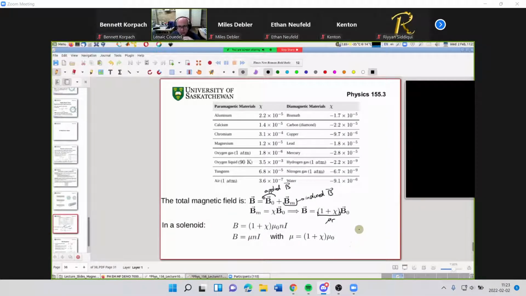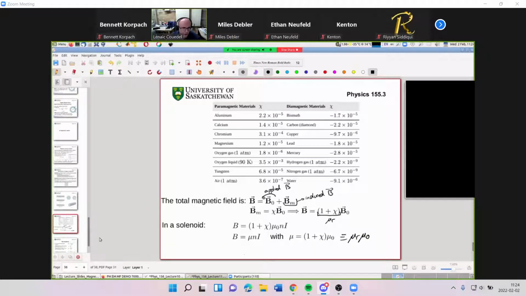So in a solenoid, if you put something in the solenoid, like a piece of copper, for example, the total magnetic field will be different from the magnetic field in a hollow solenoid by this factor 1 plus chi. And you can also write mu as (1 + chi) mu 0, which is also mu R mu 0. And it's related to the type of material you use.